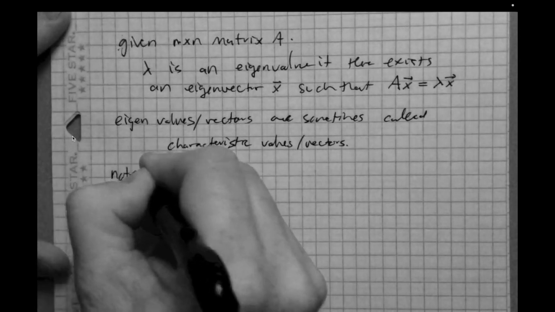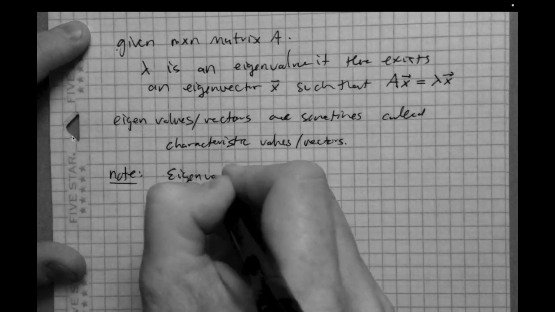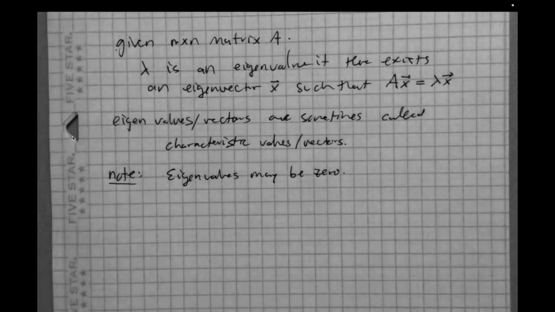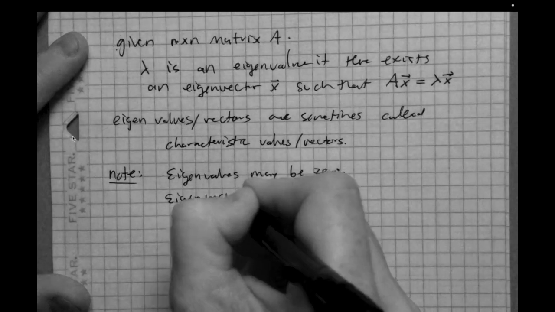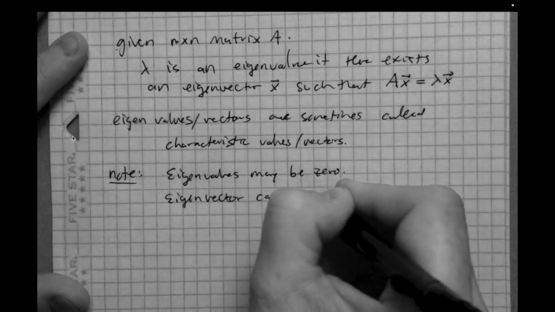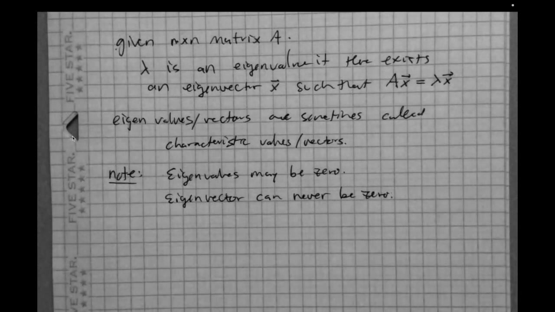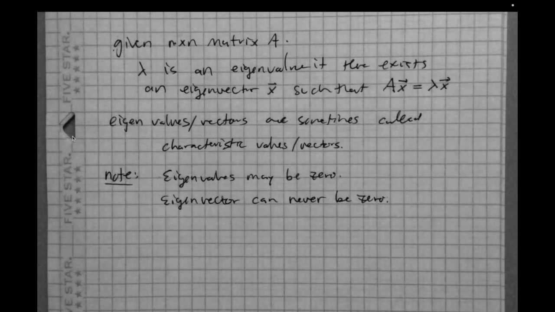So, important things to note, a couple of things. Eigenvalues may be 0. However, eigenvectors can never be 0. That's just the definition: an eigenvector has to be a non-zero vector. Eigenvalues may be 0, though.